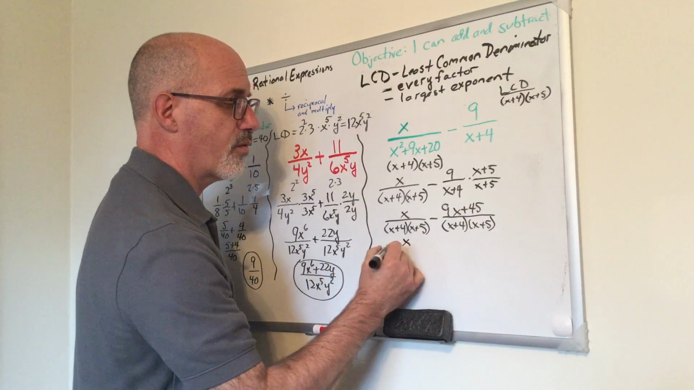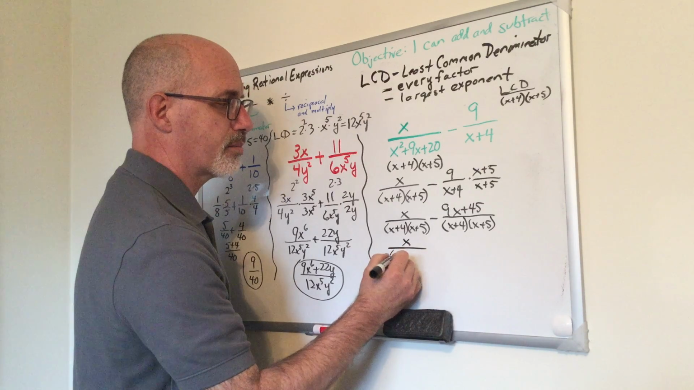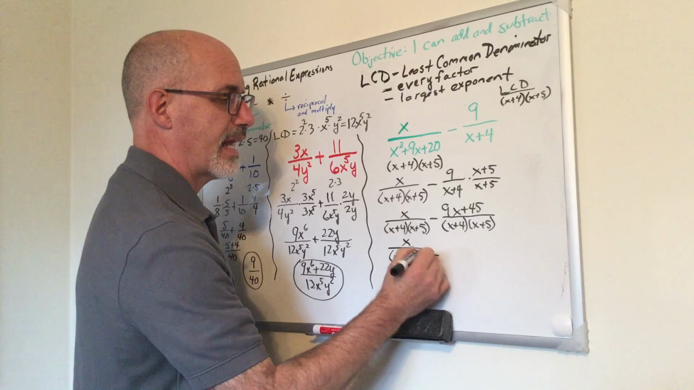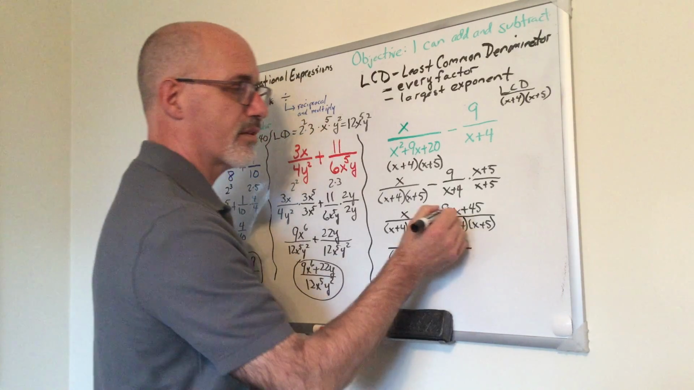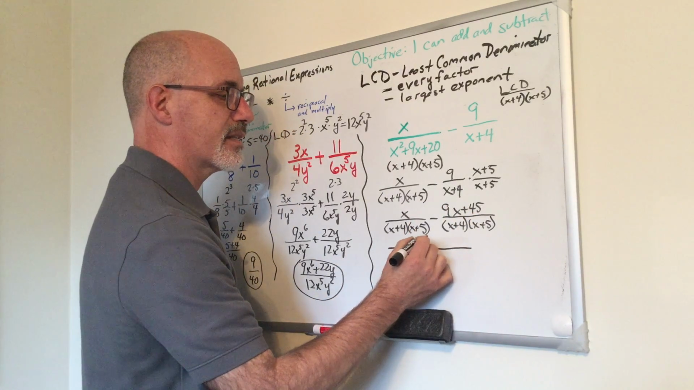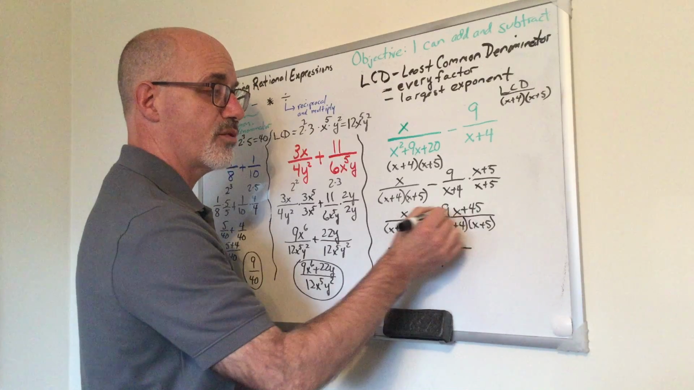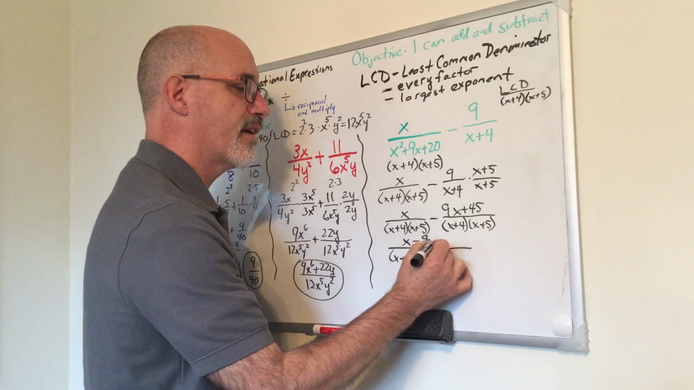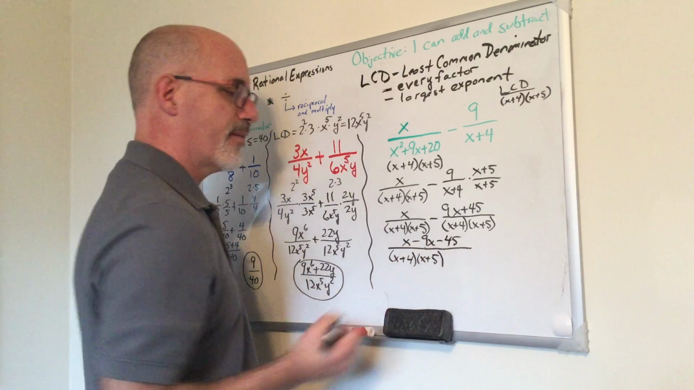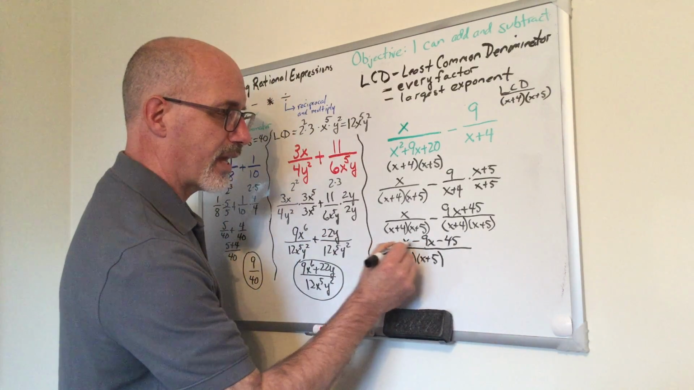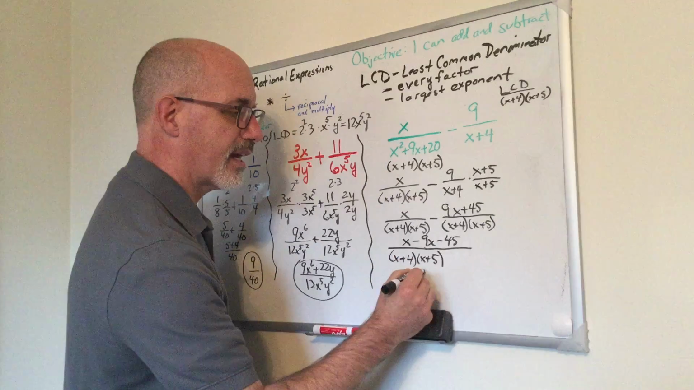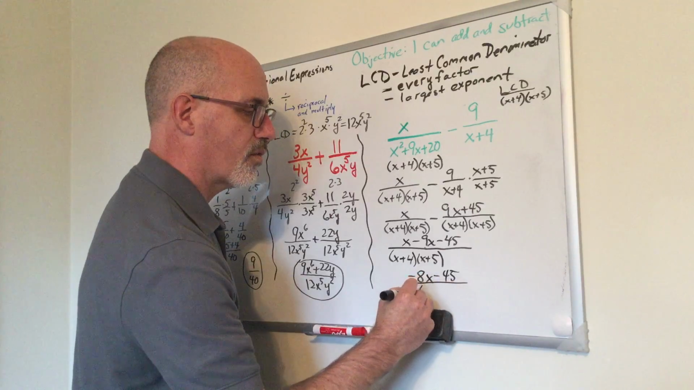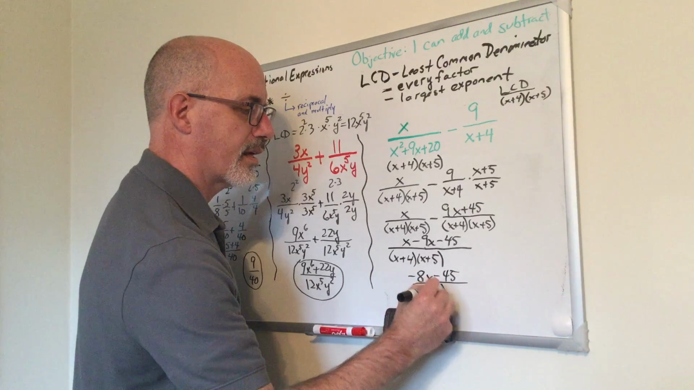So I get x over my common denominator of x plus 4 and x plus 5. And I can extend that out now and include this denominator, minus 9x, this numerator, subtract the 9x, distribute through the negative to the 45, so it becomes minus 45. And now I simplify. x minus 9x is negative 8x minus 45. And that's all over x plus 4 and x plus 5.